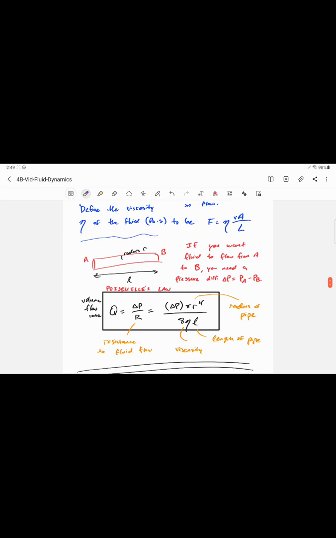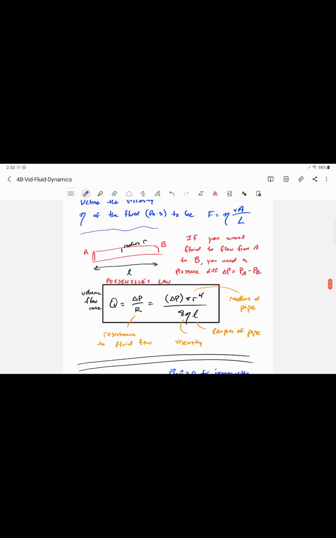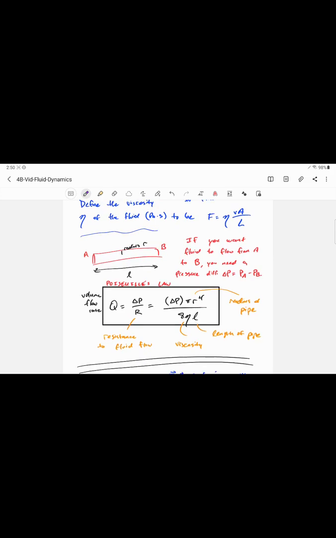So this equation is called, I can never pronounce this person's name, Poiseuille's law. I don't know, I'm terrible with that. So this is flow rate versus viscosity in a pipe.